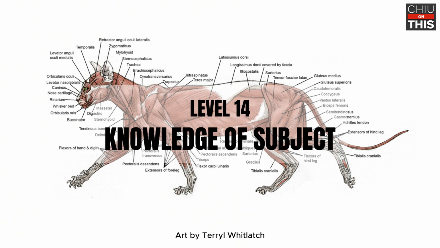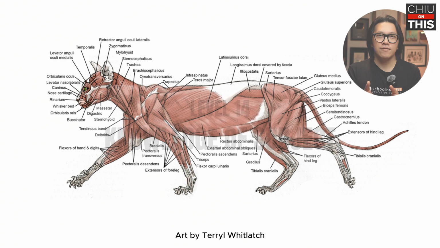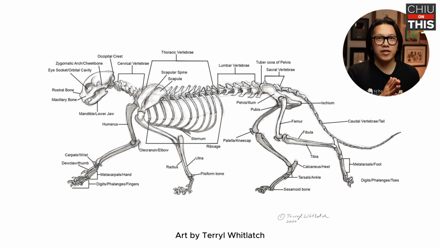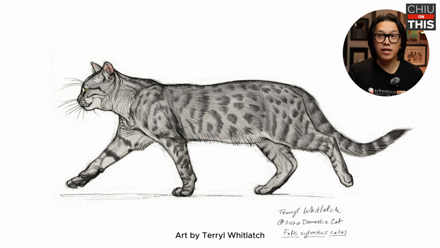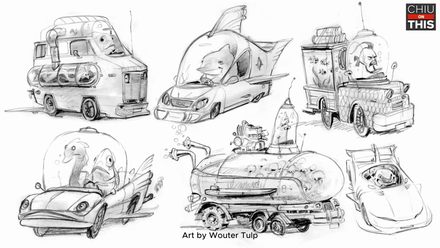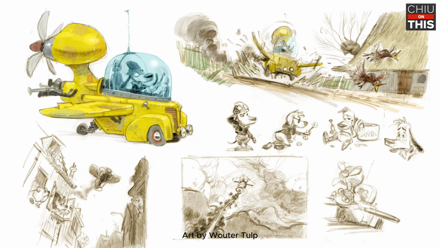Number 14, knowledge of the subject matter. Now I put this in instead of putting in something like anatomy, because if you are a person that designs cars all day, you might not need to know the anatomy of a human, but you would need to know the general anatomy of a car. How many doors does it have usually? How many engines does it have? What other things does it need to become something recognizable as a car? So whatever your subject matter is, level 14 is the knowledge of that subject matter.